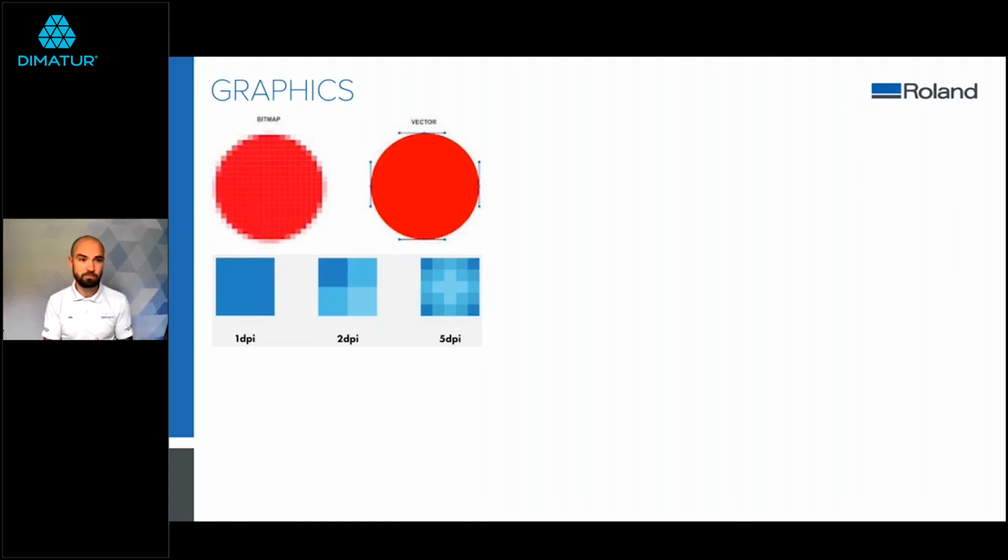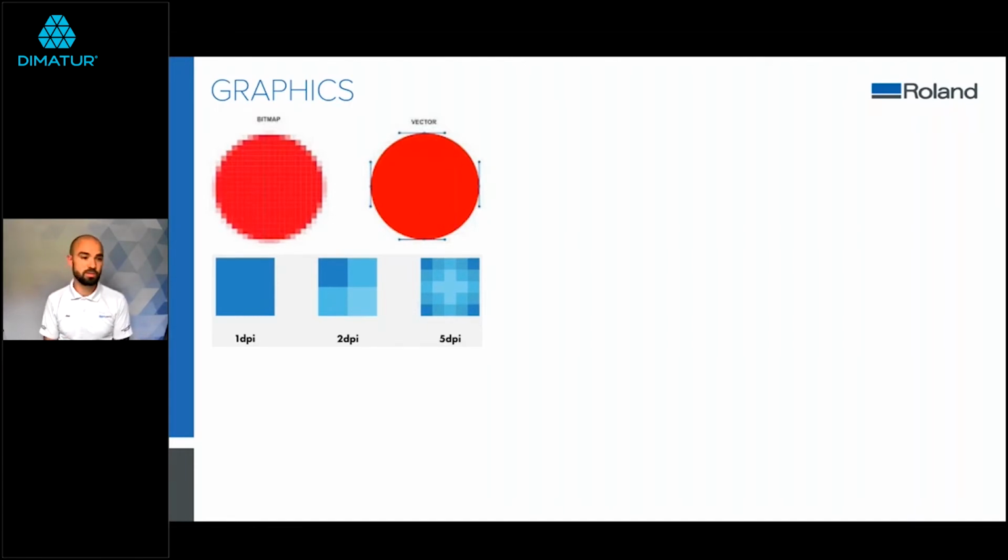However, if you're using bitmap-based graphics, the larger you expand these, so if I had a graphic that was A3 size and I wanted to print it onto a large wall, the pixels within that image will just get bigger. So you need to have a higher resolution image to be able to expand it so that you don't see the pixels really large on your wall graphic.